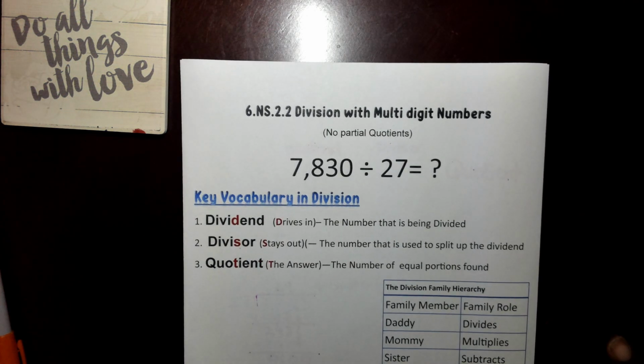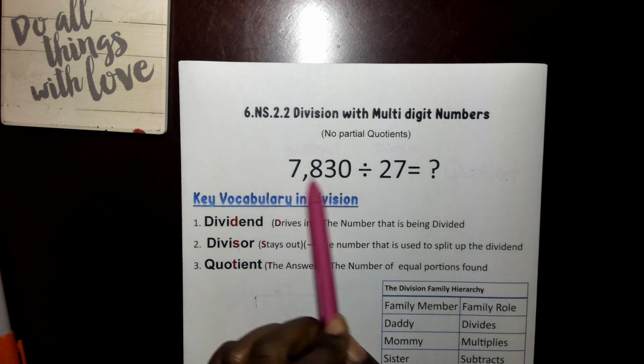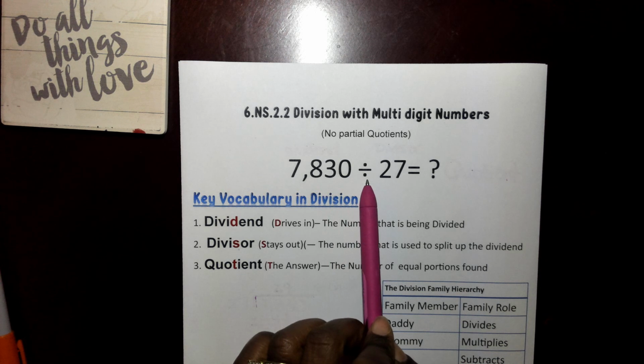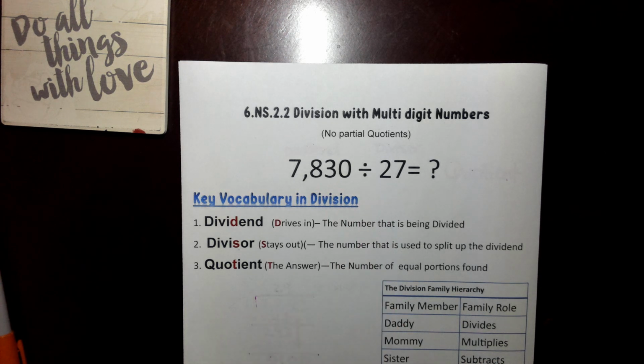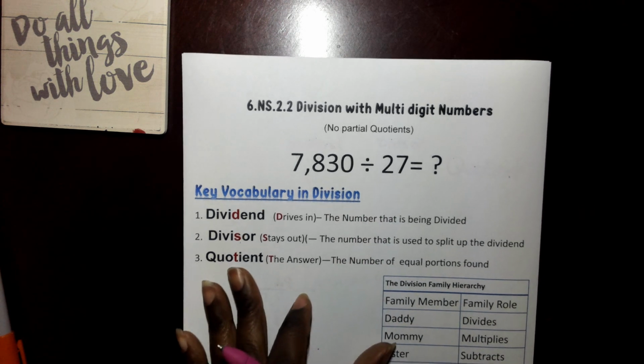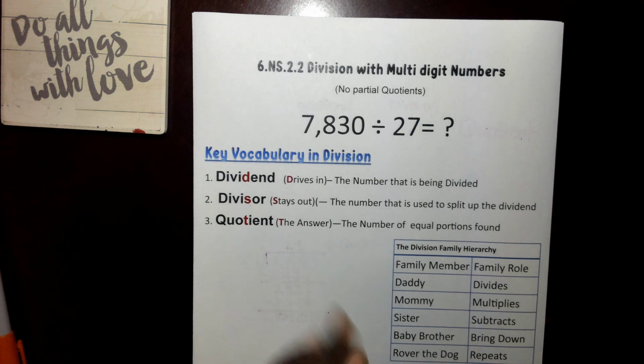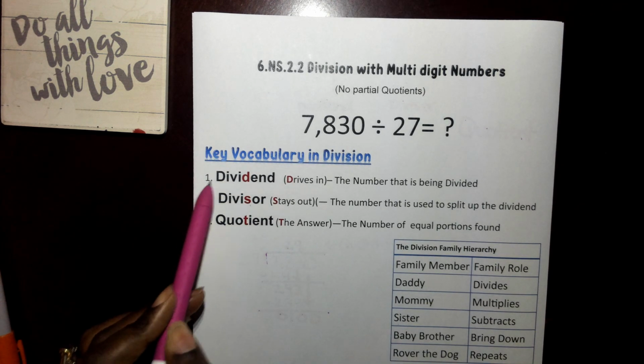Okay, so today we are going to divide with multi-digit numbers. Before we can start dividing, we have a problem. It's 7,830 divided by 27. But before we can do anything with the problem, I first want to make sure that we understand some vocabulary when we speak of division.